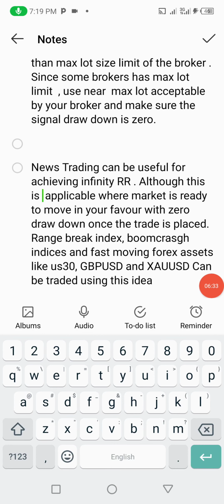Although this is applicable where the market is ready to move in your favor with zero drawdown. So that drawdown should be zero once the trade is placed. Range break index, boom and crash indices, and fast moving forex assets like US30, GBPUSD, and gold USD can be traded using this idea.